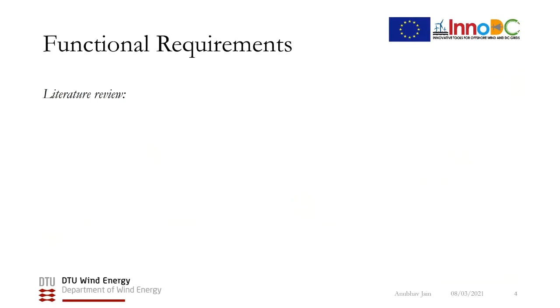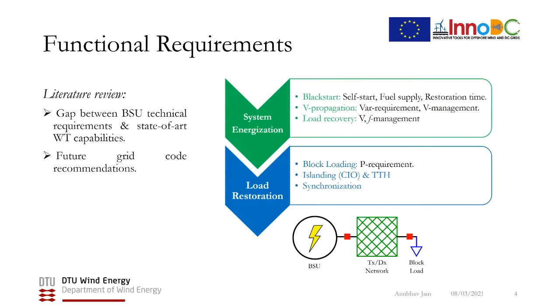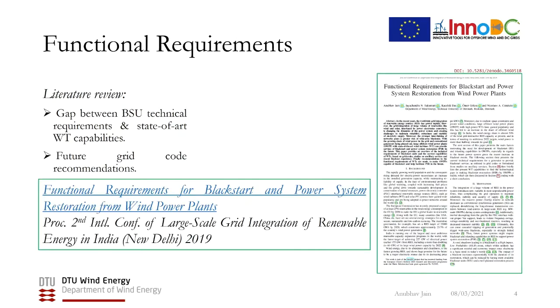The next logical step, also part of the literature review, was to find research gaps, i.e. the gap between the technical requirements of Blackstart units from grid codes and the current technical capabilities of state-of-the-art wind turbines. This involved review of network restoration codes and Blackstart service recommendations from different TSOs. The output of this work was a paper presented at the Large-Scale Grid Integration of Renewable Energy Conference in India in 2019.